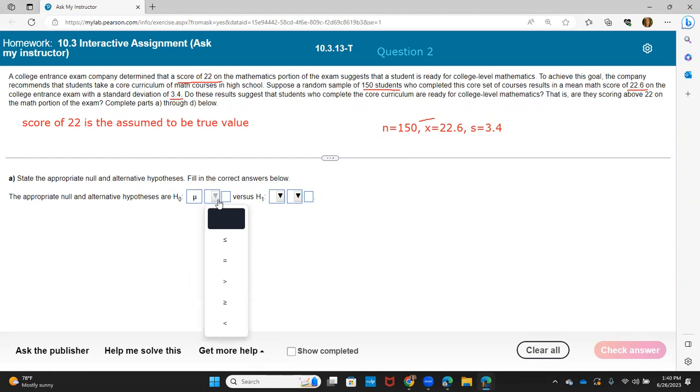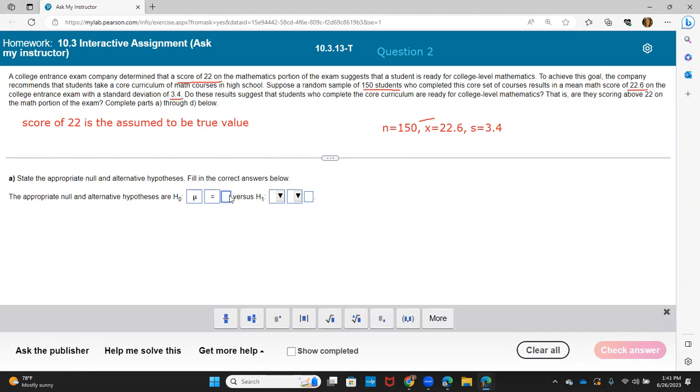And then there's another drop down option. It says less than or equal to, greater than, equal to, less than. So the null hypothesis is always equals, always, because it's always what we're assuming to be true. So the null is always equals. And then this is where we have to go back and see what was that original value they told us again?